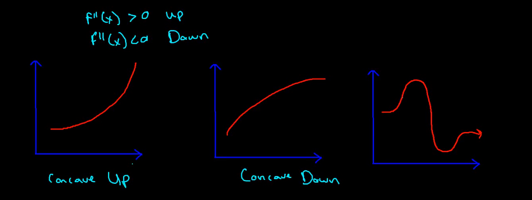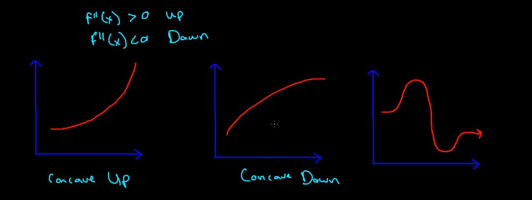Second derivative affects the concavity of a graph. Here are examples of what concavity is. This would be considered concave up. Notice how it is curved upwards. And this would be an example of concave down, where this is curved downwards.